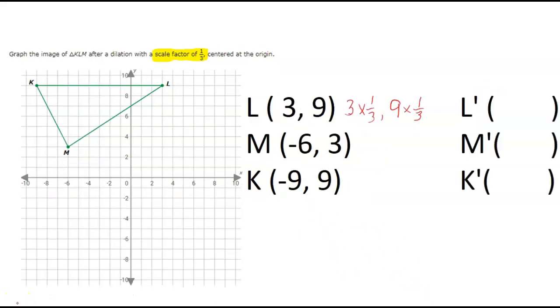Okay, so if I take my 1/3 and multiply it times my x value and my 1/3 scale factor times my y value, 1/3 of 3 is 1. 1/3 times 3 is 1. 1/3 of 9 is 3. Okay, so my new points for L prime are 1, 3. So over 1, up 3. I get L prime.